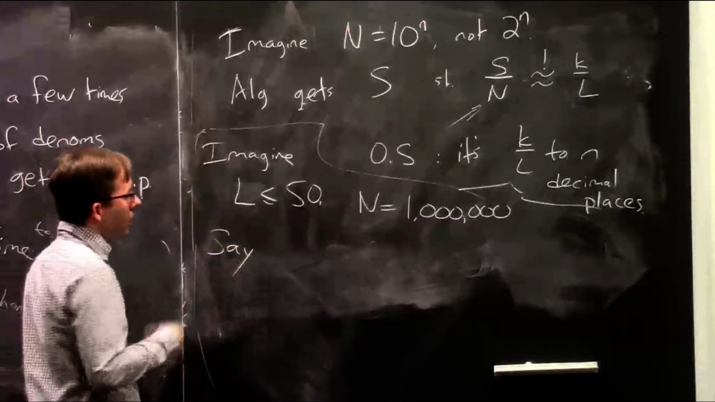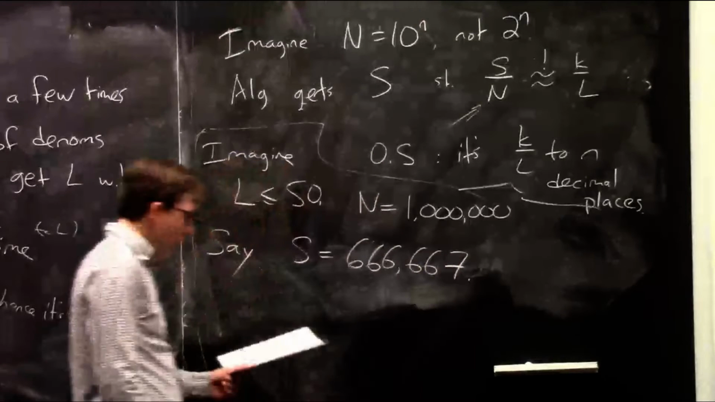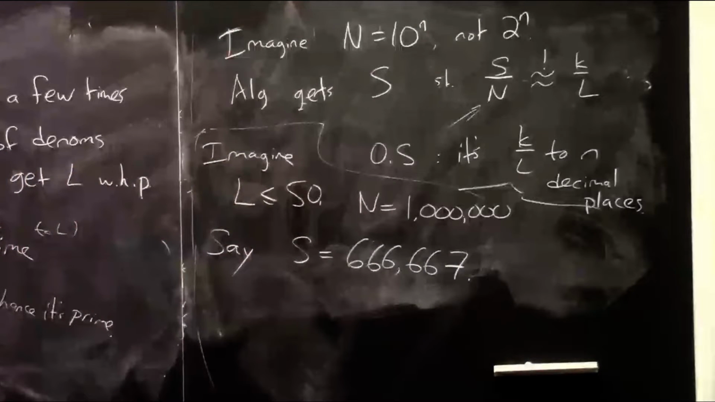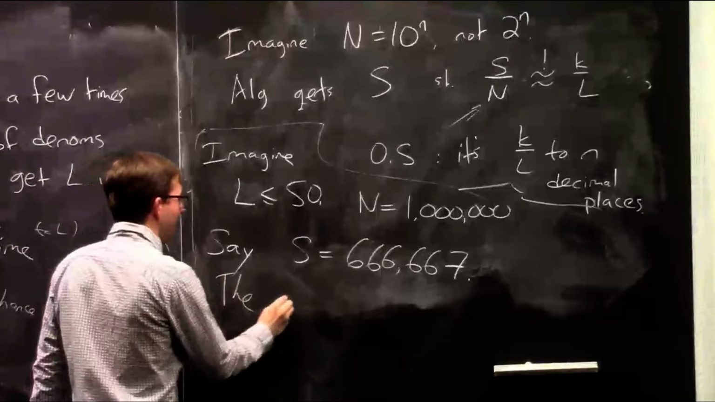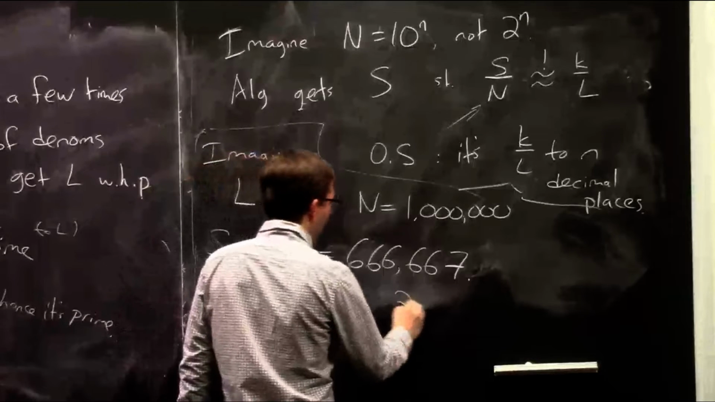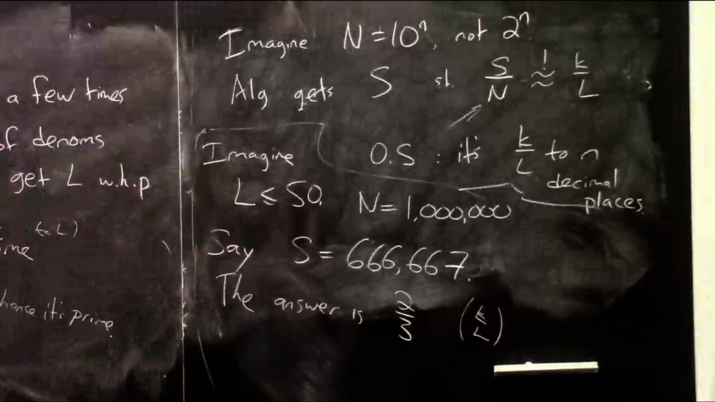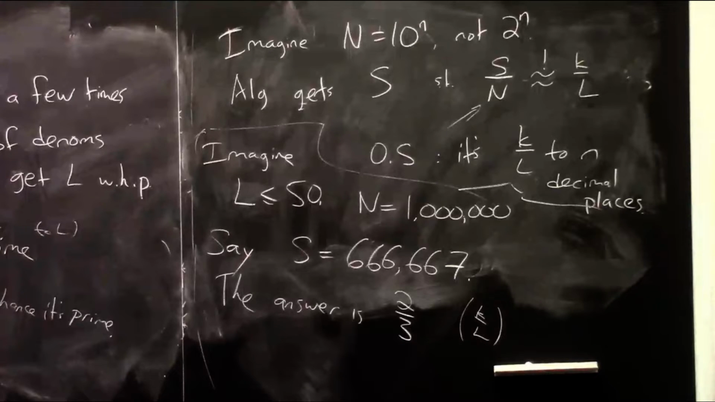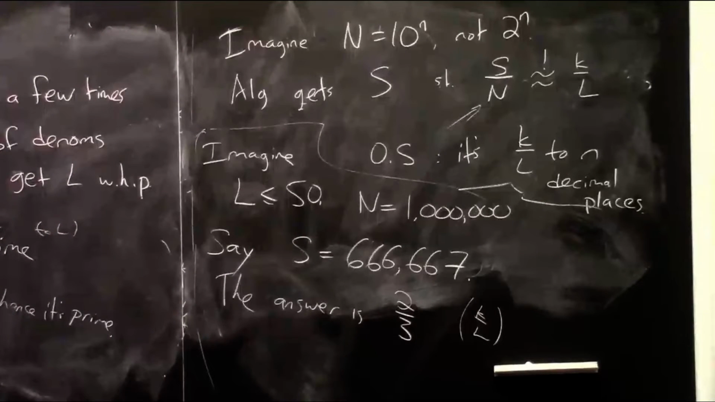Say you hit the button, you do your period finding, and S turns out to be 666,667. Can somebody tell me what the fraction k over L is? No? 2 over 3, yeah. Then you're going to figure out the answer is 2/3. That was easy. How hard can this be? Yep. But 3 is a factor of 50, so how would you get an integer over 50 that is 2/3? Oh, I didn't say L equals 50. I said L is bounded by 50. Yep. Okay. Let's keep doing this game. It's fun.